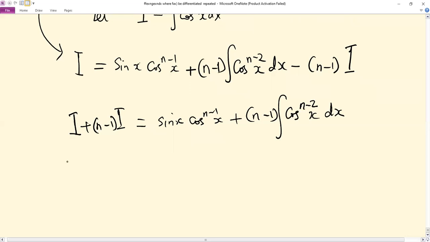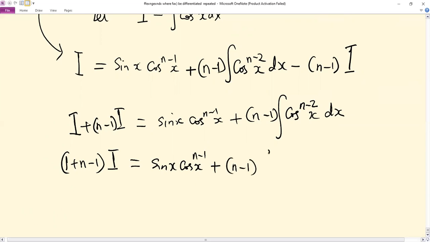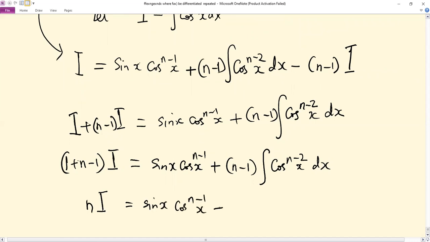Now here we have a coefficient of 1, so you have 1 plus n minus 1 times I is equal to sine of x cosine of n minus 1 of x plus n minus 1 integral of cosine power n minus 2 x dx. 1 plus n minus 1 is n, so nI equals sine x cos power n minus 1 x plus n minus 1 integral of cos power n minus 2 x dx.